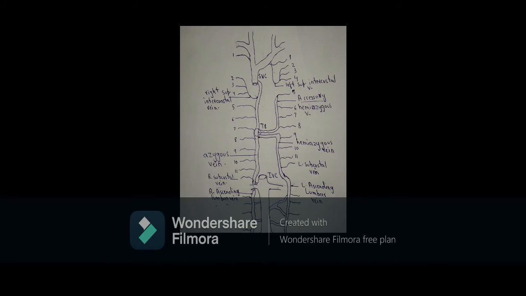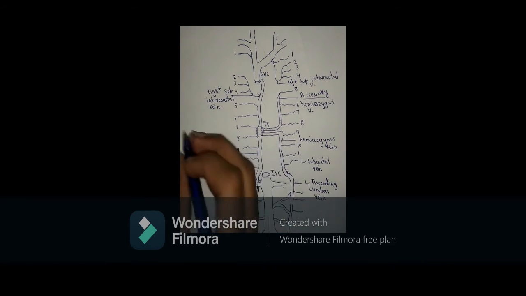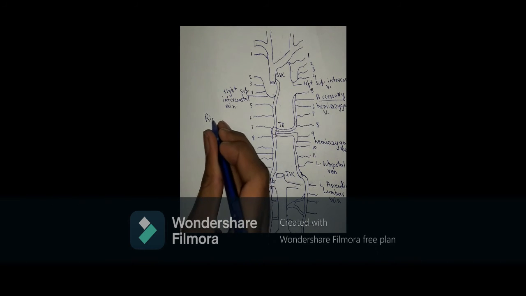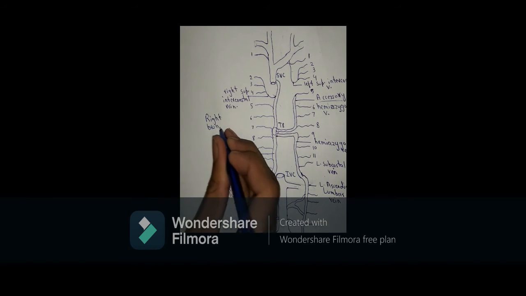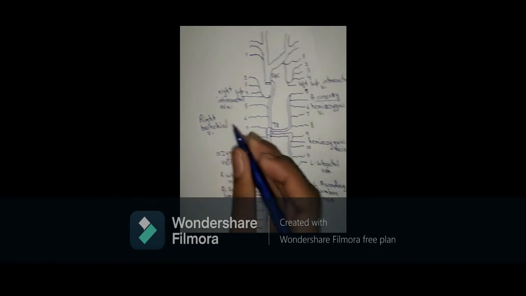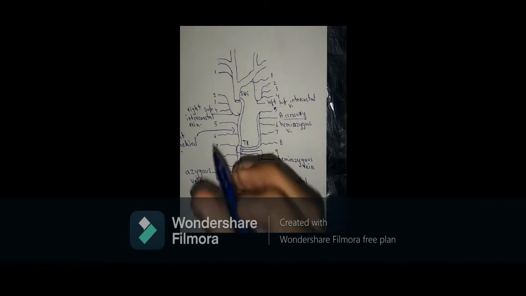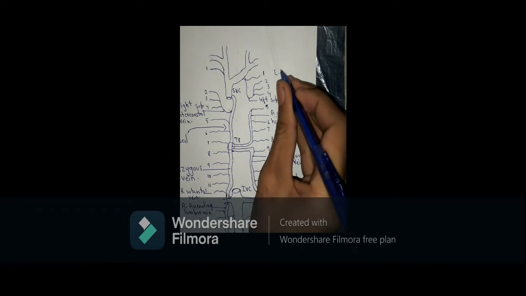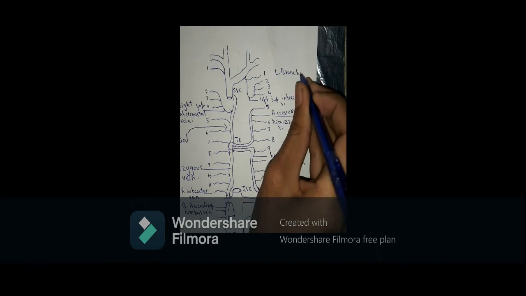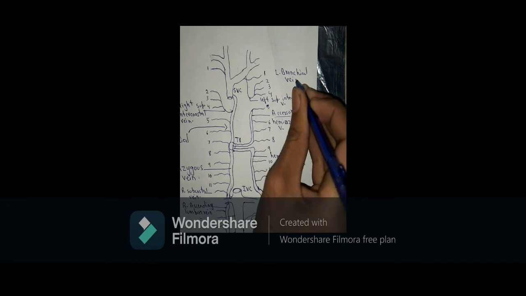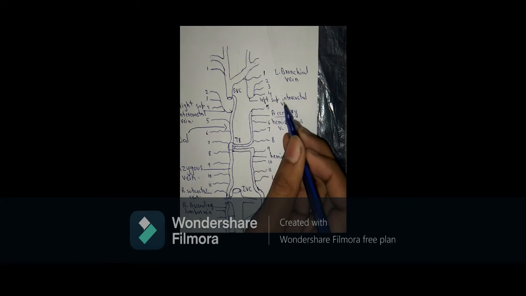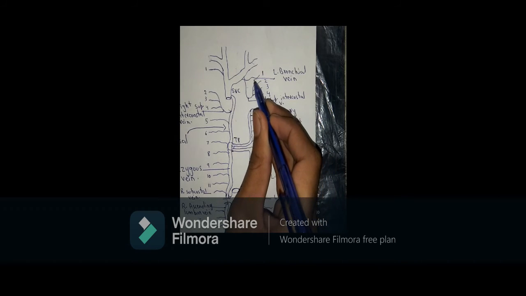So the bronchial veins, the right and the left bronchial veins, are the vessels which drain from the bronchi and the root of the lungs. The right bronchial veins will drain directly into the azygous vein. And the left bronchial vein will drain into the left superior intercostal vein.